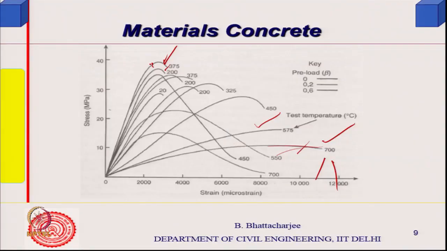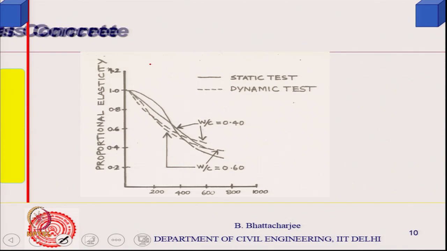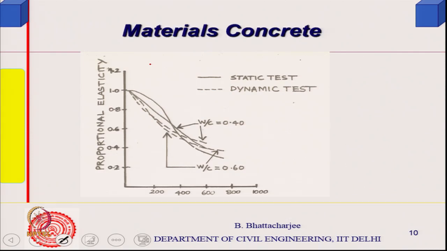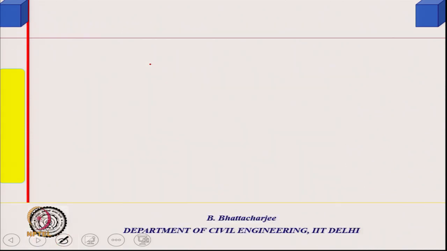So this is the stress strain behavior of concrete, and I think we'll repeat this. This is the elastic modulus of concrete, which also reduces with temperature, and then we'll look into steel in the next class. So I think we'll stop here.